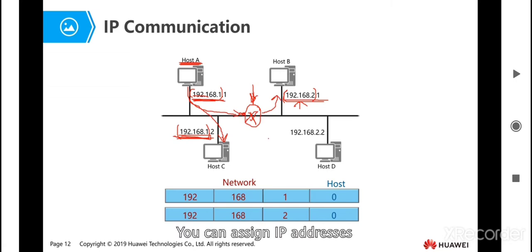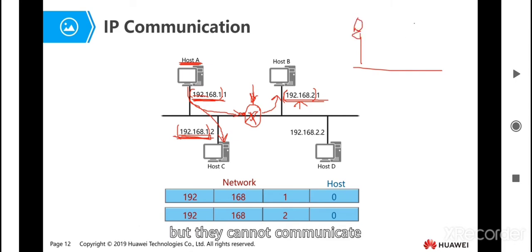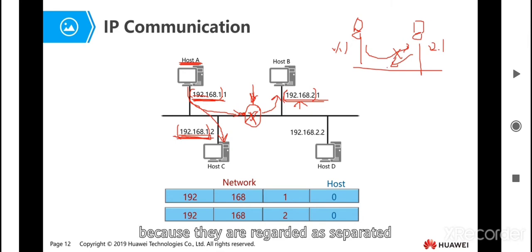Devices with different network parts in the IP address, of course you can configure them into devices that connect in one network, but they cannot communicate. For example, this is .1.1 and this is .2.1. They cannot communicate, because they are regarded as separated in different network segments.